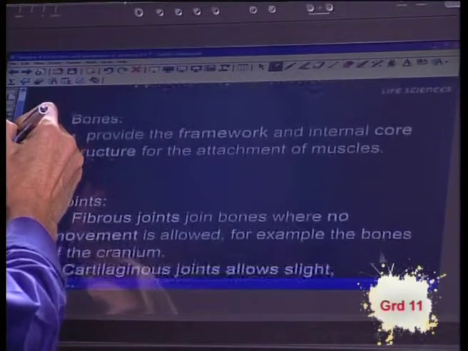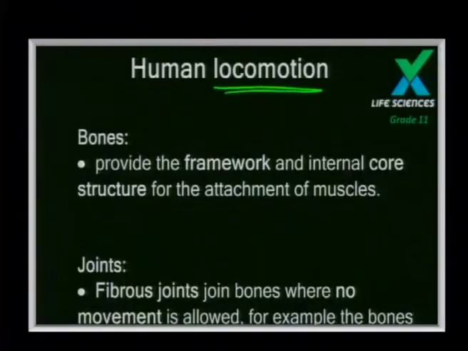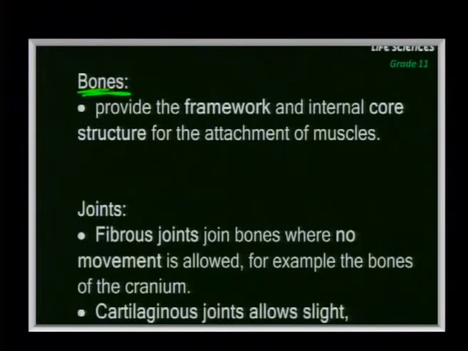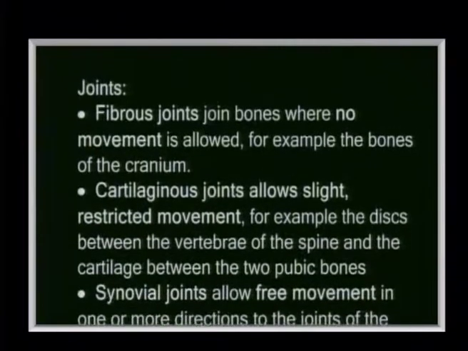Okay, now we go to human locomotion, how we move. Why do we move? How do we move? First of all, we've got our bones. And what do the bones do? The skeleton provides the framework and the internal core structure. So we've got this structure, and around that structure, we've got the muscles, and the muscles are attached to the bone with tendons, and you've got the ligaments holding the bone to the bone, but that forms the main core structure. Then we've got the joints.